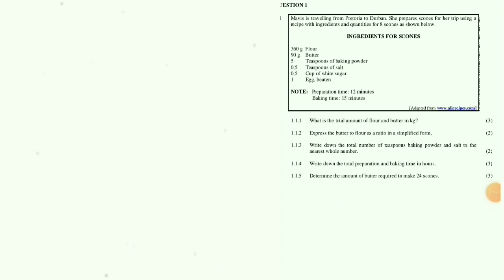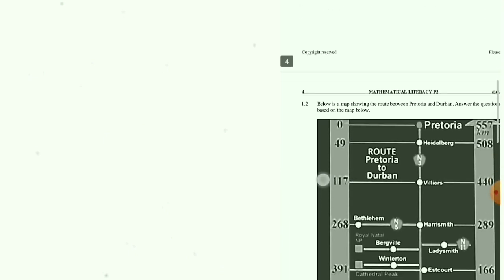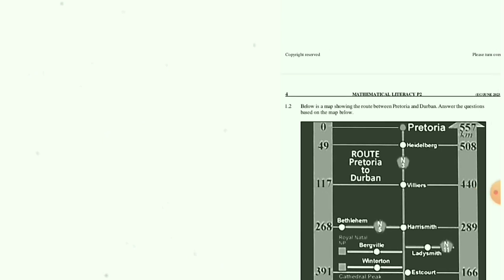Now we are going to 1.2. Below is a map showing the route between Pretoria and Durban. Answer the question based on the map below. Alright, you can see the map, guys. I hope you guys can see the map.